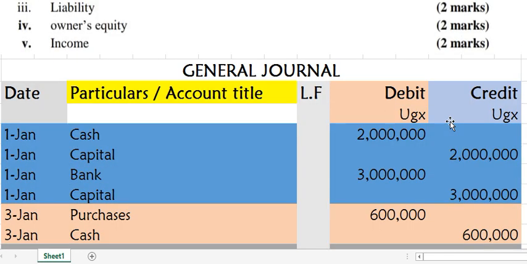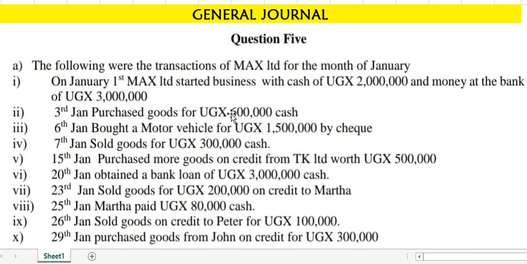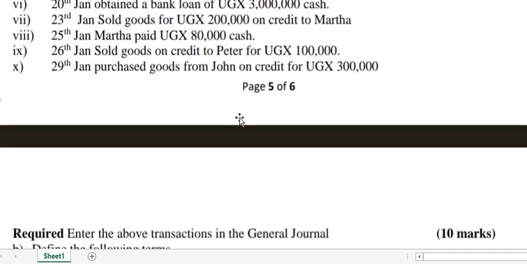As you can see, in the journal you have to show the date, the account title or particulars, the ledger folio, the debit and the credit. Don't forget the rules of double entry bookkeeping. Those rules are very, very key when it comes to recording transactions in the journal.